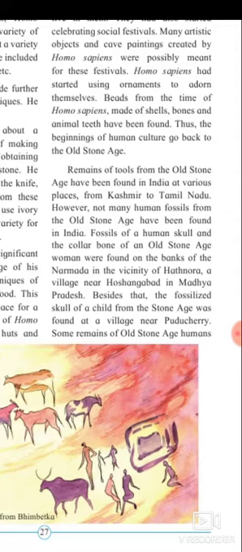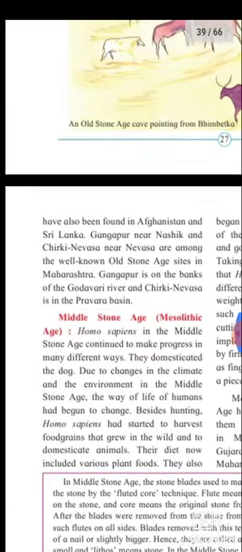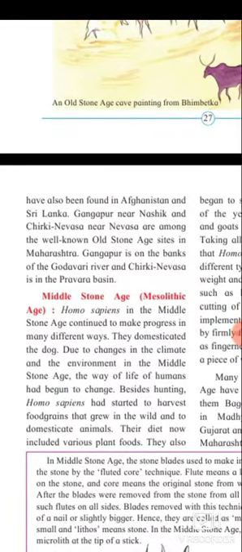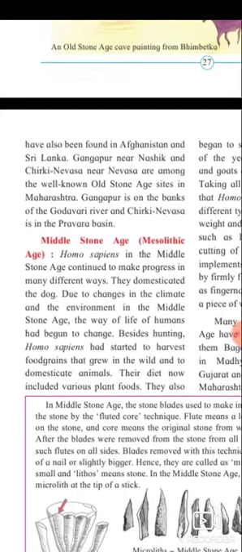Besides that, the fossilized skull of a child from the Stone Age was found at a village near Puducherry. Some remains of Old Stone Age humans have also been found in Afghanistan and Sri Lanka. Gangapur near Nashik and Chirki Nevasa near Nevasa are among the well known Old Stone Age sites in Maharashtra. Gangapur is on the banks of the Godavari river and Chirki Nevasa is in the Pravara basin.